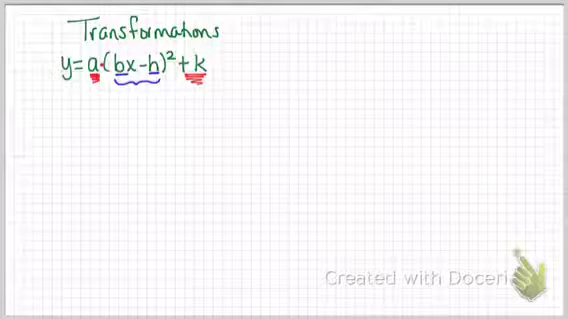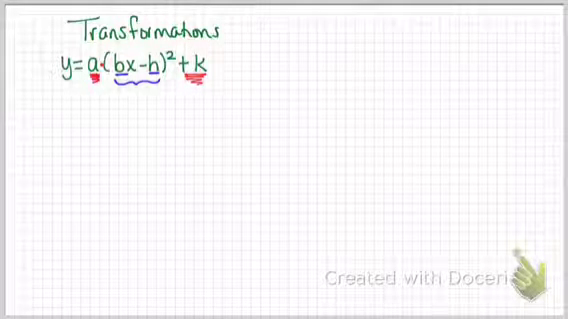H is inside with x, therefore it's horizontal. It's being added or subtracted, which means it's going to be a shift. So horizontal shifts go left or right. And remember, if we have a negative h, we're not really going to go to those negative numbers. We're going to go right. And that means that if we have a positive h, we would go to the left.